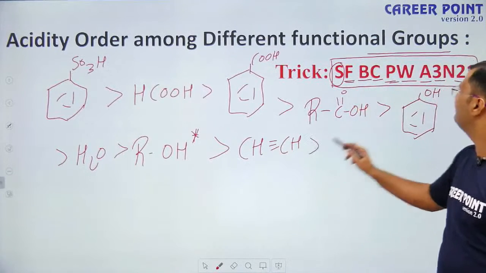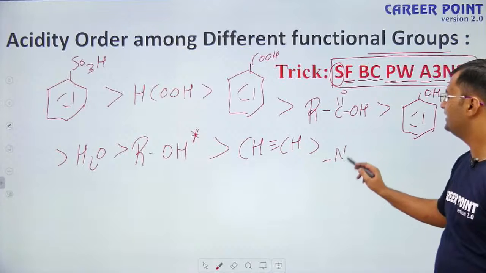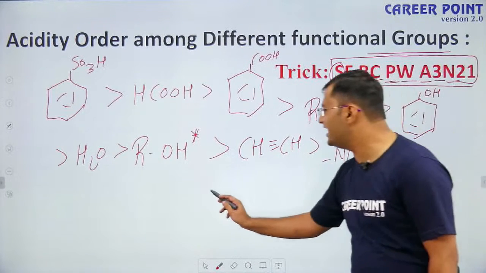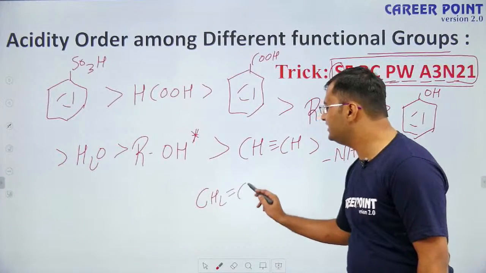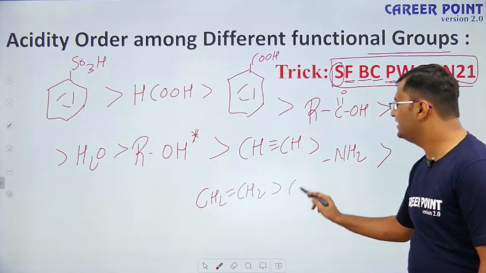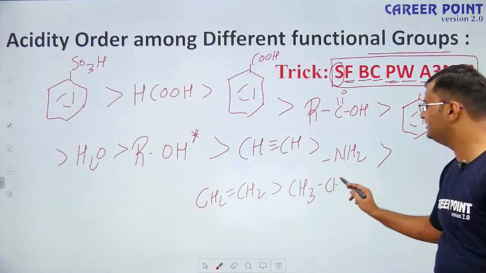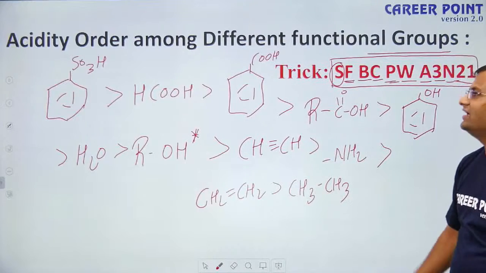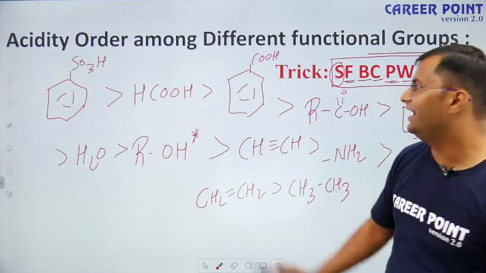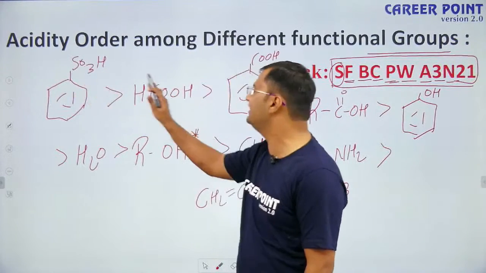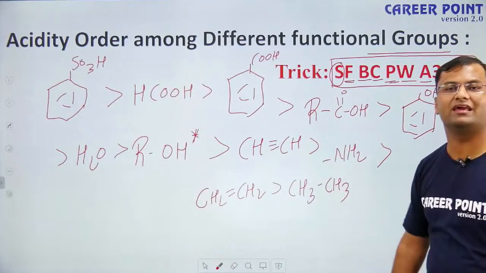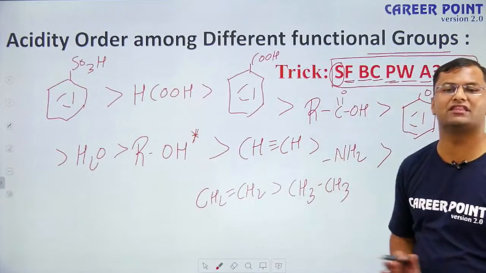After that we have to write N for NH2. Here is NH2. After that we have to write 2. 2 means we have to write CH2 double bond CH2, meaning alkenes. After that we have to write CH3 single bond CH3, meaning single bond alkanes. So this is the decreasing order of acidic strength of different functional groups. Here is sulfonic acid, here is acetic acid, here is phenol, here is alcohol, here is now alkene. So this is the decreasing order of their acidic strength.